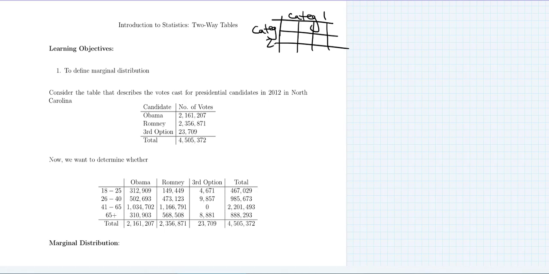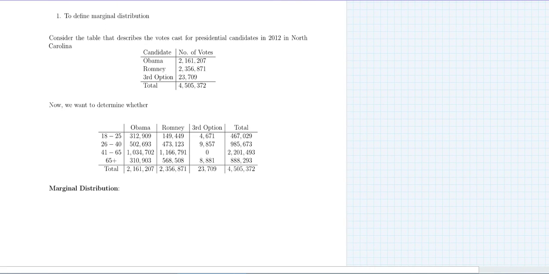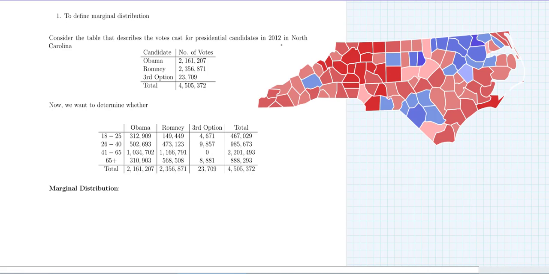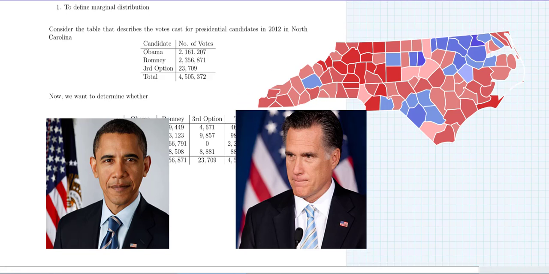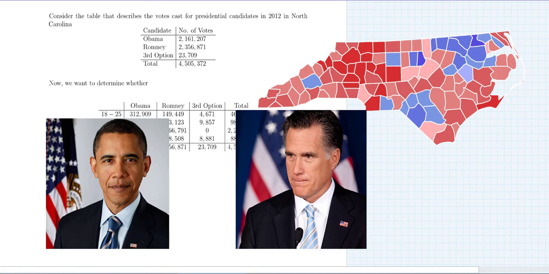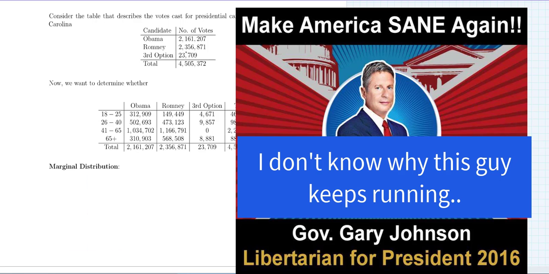Okay, so let's look at an example. Here we have a table that describes votes cast for presidential candidates in 2012 in North Carolina. We're just looking at one state, and we looked at how many people voted for Obama, how many voted for Romney, and how many voted for some third option, whether this was the Libertarian Party or the Green Party. I sort of lumped them all together under third option. The number of votes for Obama are a little over 2 million, but the votes for Romney are also over 2 million, but greater than Obama by approximately 200,000. And the third option, there's no way that person was going to win North Carolina. They lost by a landslide.